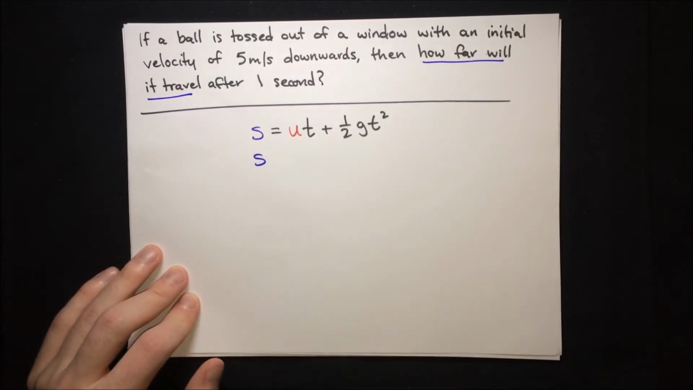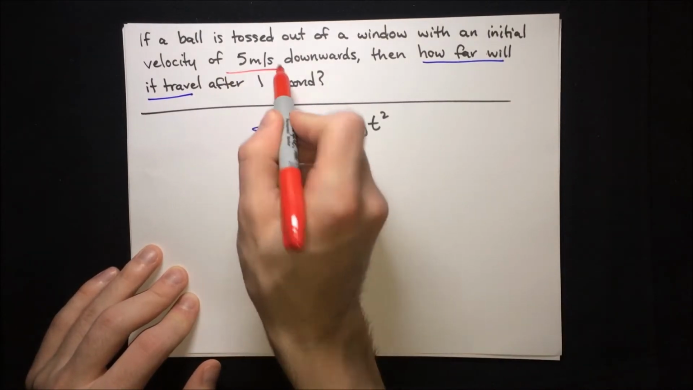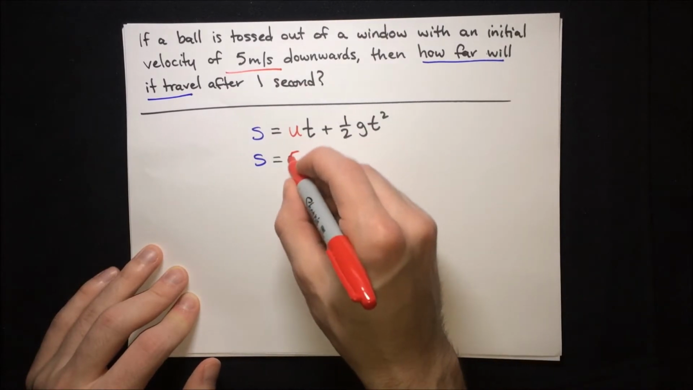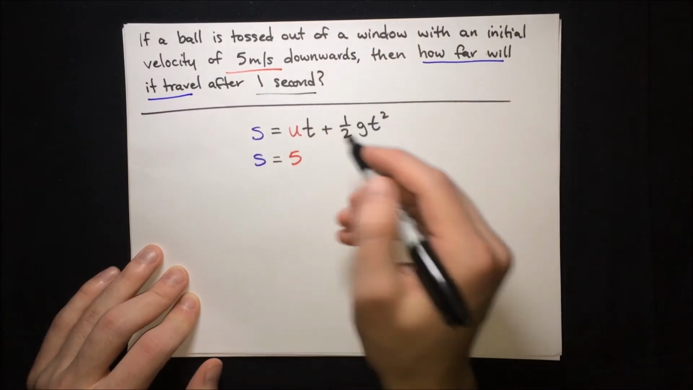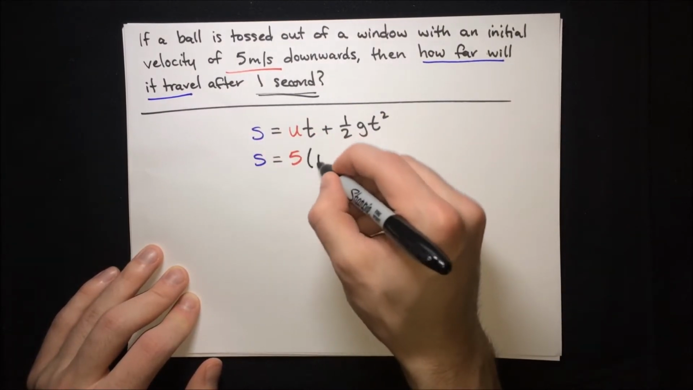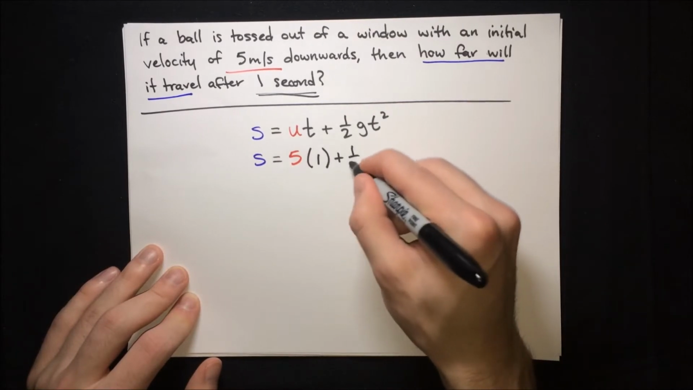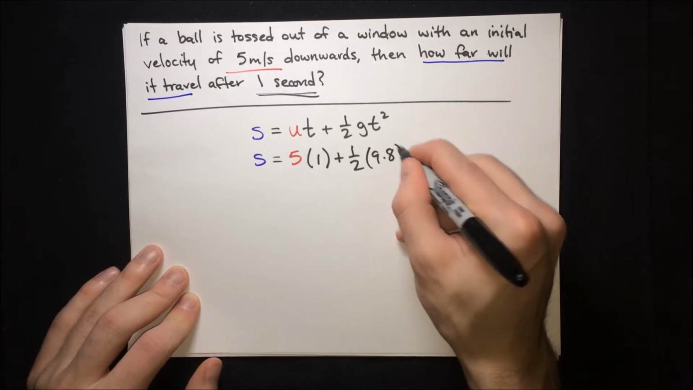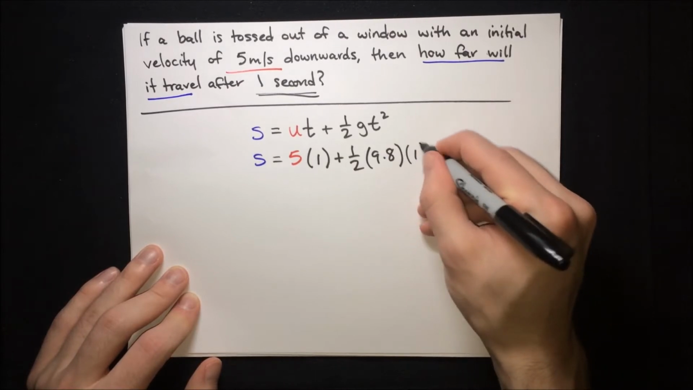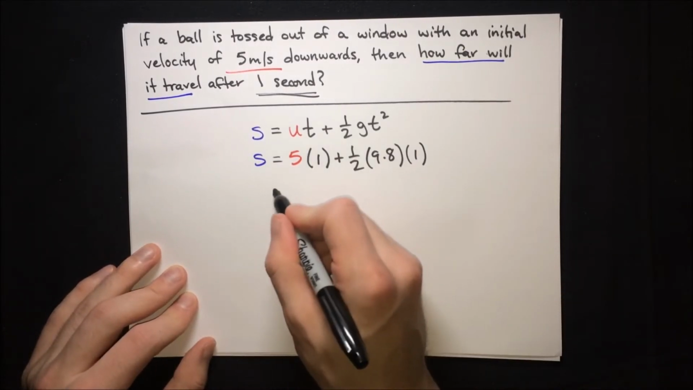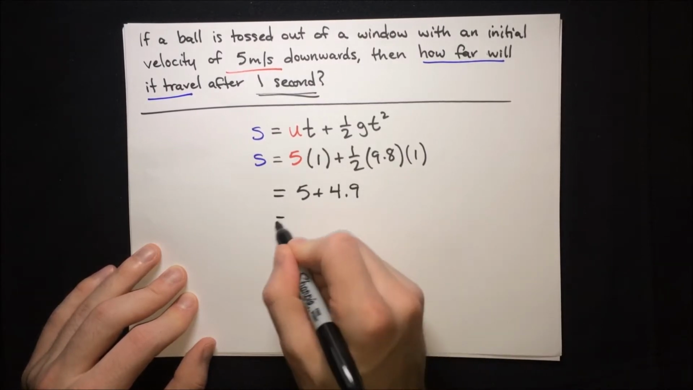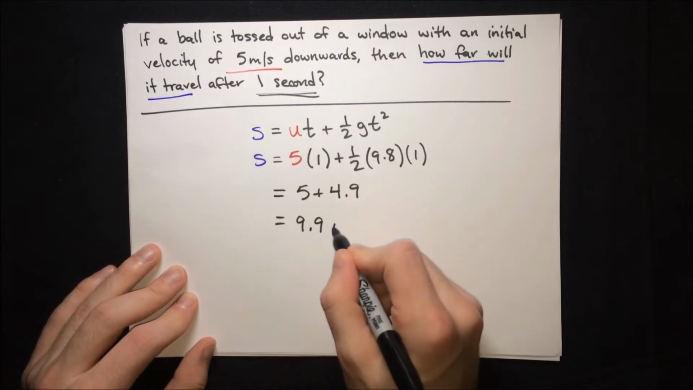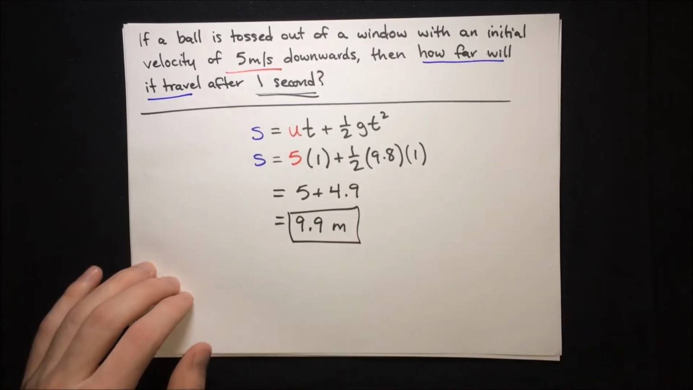So we'll leave that. s equals, how about u? Do we know the initial velocity? Yeah, it says initial velocity is 5 meters per second, so 5. Do we know t? Well, it says t is after 1 second, so we're going to plug in 1 here. And then plus 1/2. We already know g is 9.8. That's just a constant. And then t is 1 again. So now it just amounts to doing this computation. So we've got 5 plus 4.9. So s is just 9.9 meters. That's how far it travels after 1 second.